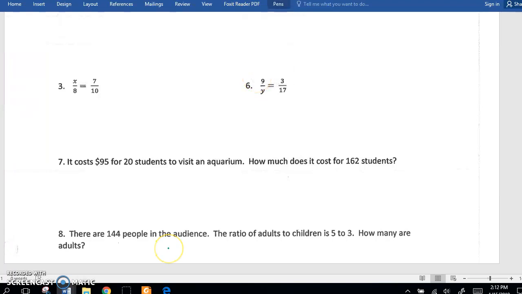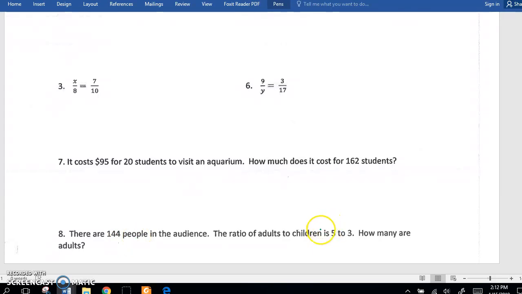Okay, problem number 8. We have 144 people in the audience. The ratio of adults to children is 5 to 3. How many are adults? So they're giving us the ratio of adults to children, but we have 144 people, and we want to know how many are adults.